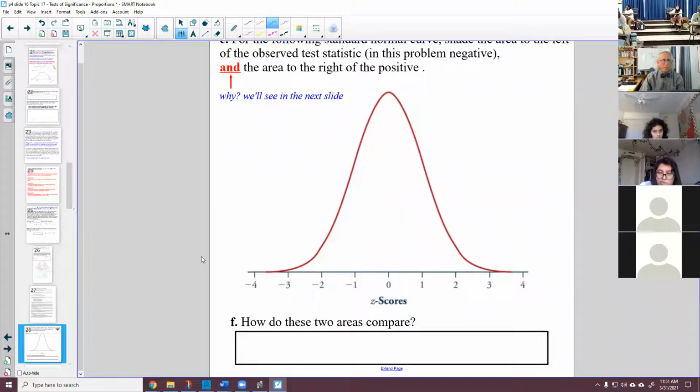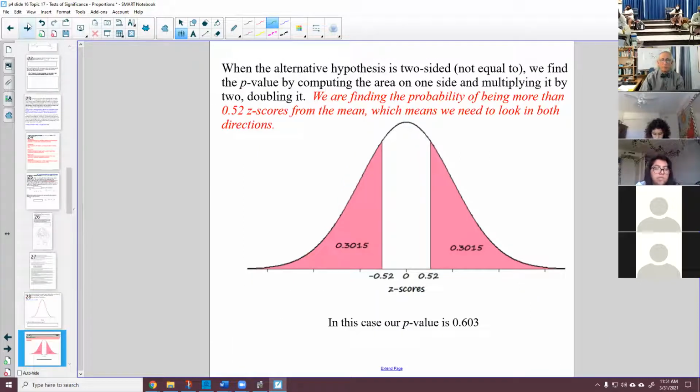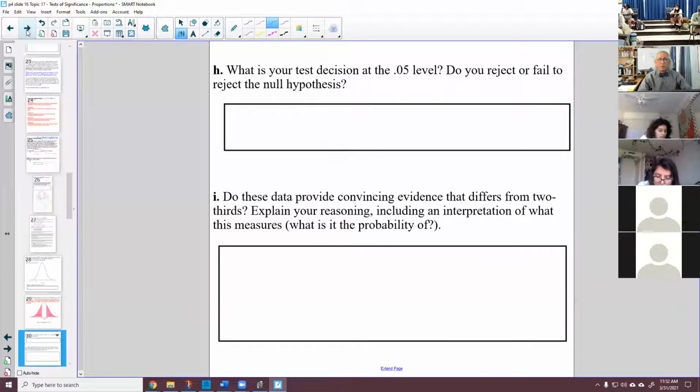Okay, we did these two, right? Oh, she got 0.301. Why did she get 0.301? What did she do different from me? She probably just didn't round. So I'm okay with what we got. When we're doing not equal to, we find the area on both sides and add them together. We multiply it by 2. So do we fail to reject? Yes, we don't reject the null hypothesis.